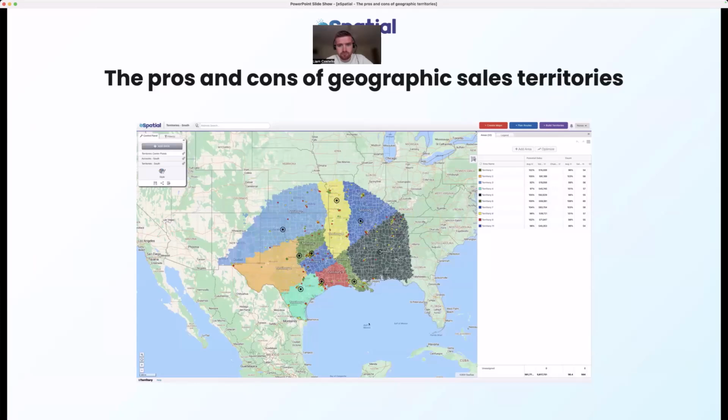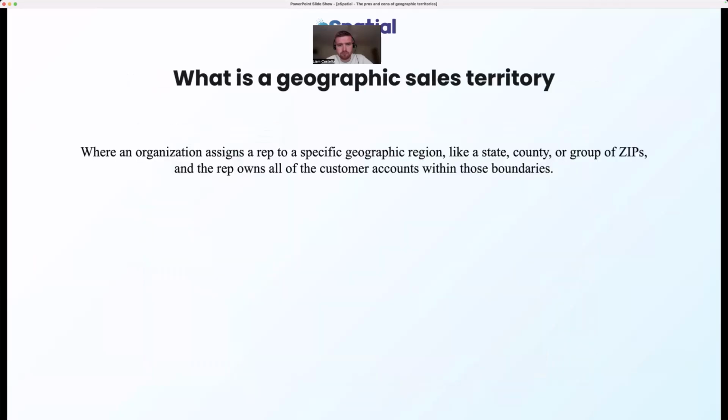But Liam, let's start with the obvious. What actually is a geographic sales territory? Yeah, so I suppose a geographic territory is the traditional method of managing or viewing sales territories. Basically, an organization or management assigns a selection of zip codes or a geography to a rep, and then all of the customers, prospects, leads, and opportunities within that geography, the ownership is associated with that rep.